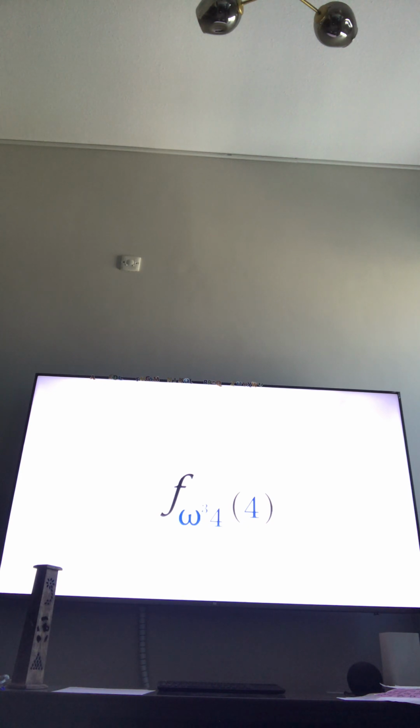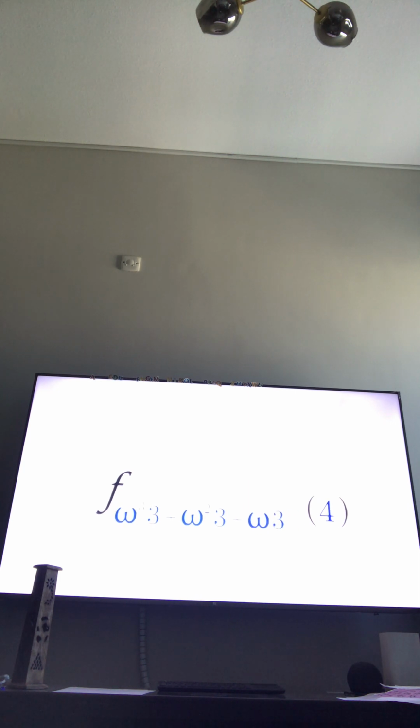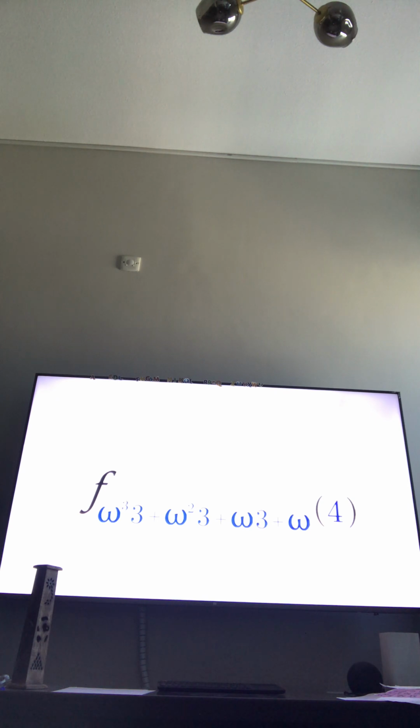You turn omega cubed times 4 into omega cubed times 3 plus omega cubed. You turn omega cubed into omega squared times omega. This turns to omega squared times 4. Omega squared times 4 turns into omega squared times 3 plus omega squared. Then omega squared turns into omega times 4. Then finally, omega times 4 turns into omega times 3 plus omega. And then the closest omega, you turn into a 4. This is how intense f omega to the omega is.